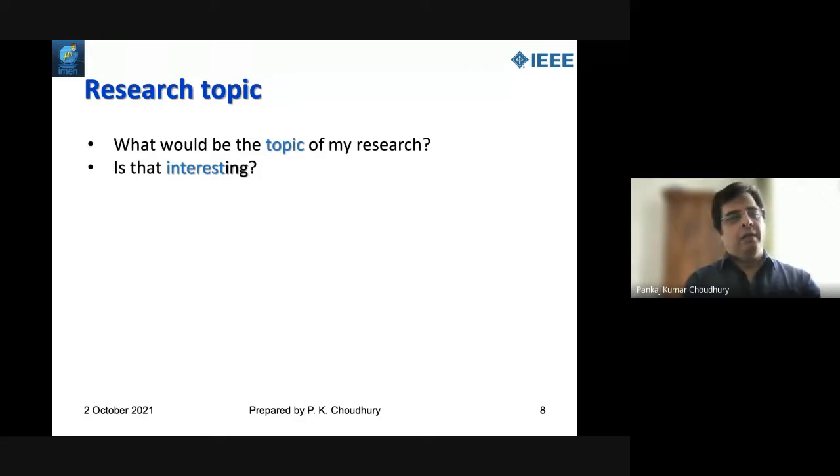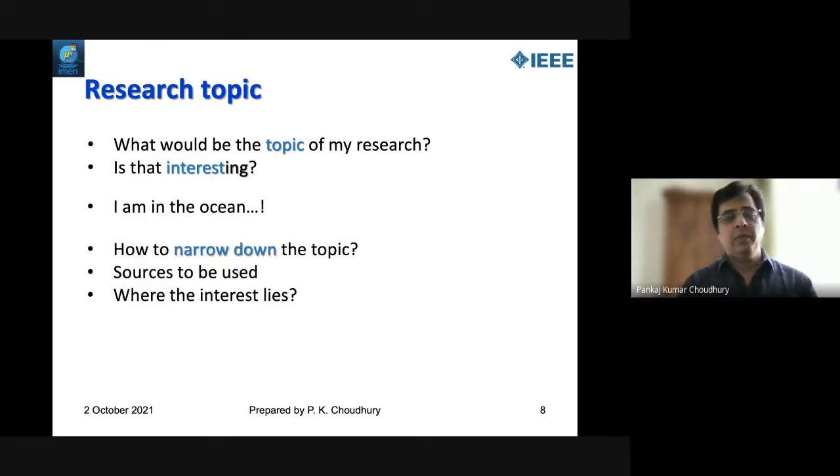So definitely that depends on the interest of the student. So one has to decide the topic. What would be the topic of my research? Then the student finds that there are so many things, and how to deal with them. So one actually finds oneself maybe floating in the ocean, and then one has to narrow down the topic.